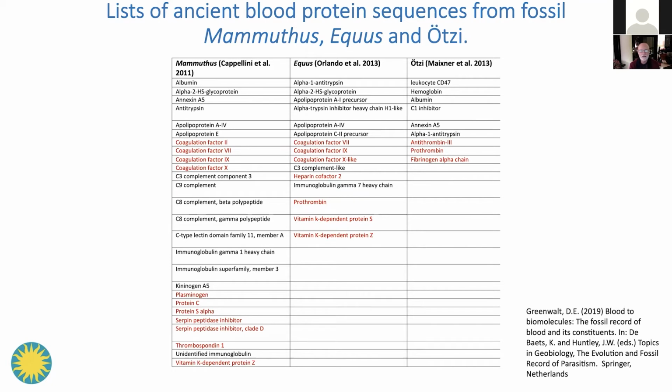And yet, normally in our blood, they're present at very, very, very low concentrations. Most of these other proteins that have been sequenced, like hemoglobin and albumin and immunoglobulin, are present at very high concentrations. So the question here is, why were these clotting proteins preserved? And perhaps, this is a theory, when they formed a clot, they became more stable and more likely to be preserved. This is something that has yet to be tested, but I think it's an interesting hypothesis.